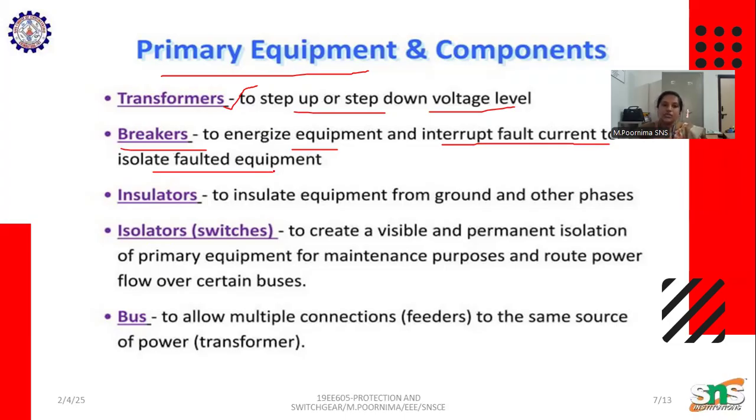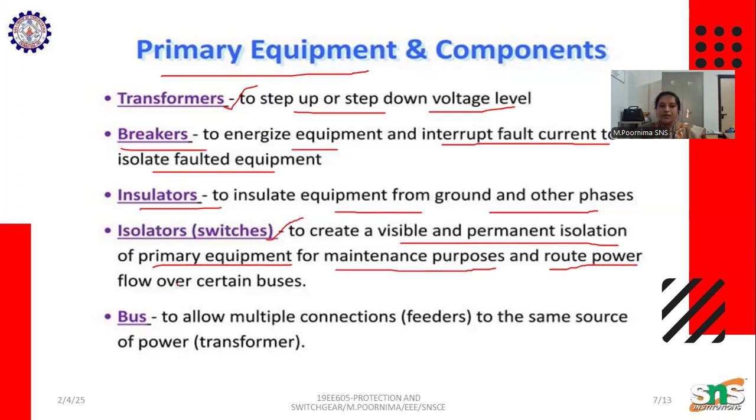The next one is insulators. Insulators insulate the equipment from ground and other places. Then the insulator and the isolator, which is a switch, isolate the faulted equipment from the power system, to create a visible and permanent isolation of primary equipment for maintenance purposes or to route power flow over certain buses. Finally, buses. What are buses? Buses allow multiple connections to feed from sources of power or transformers.